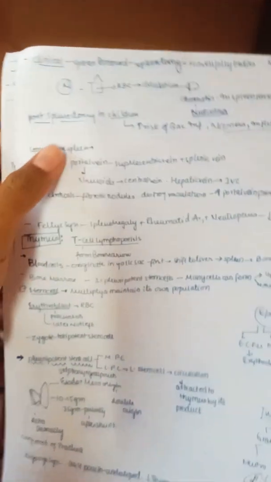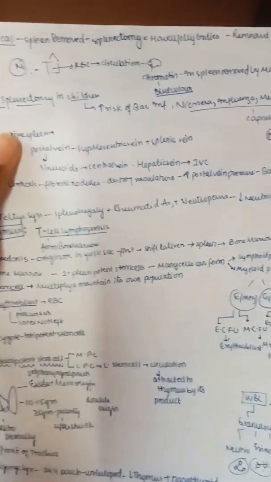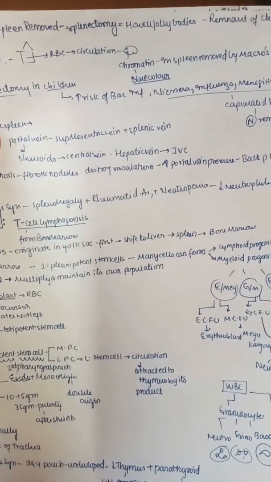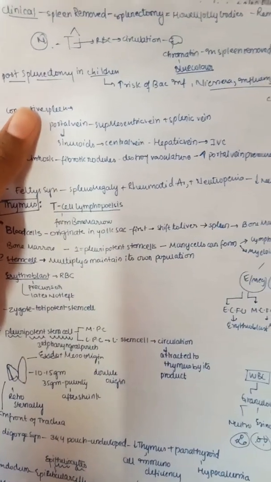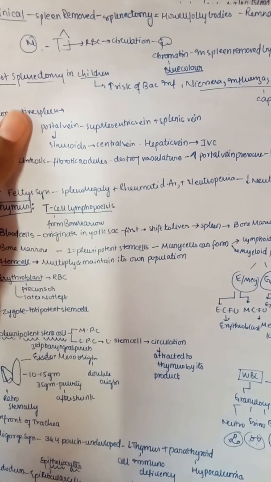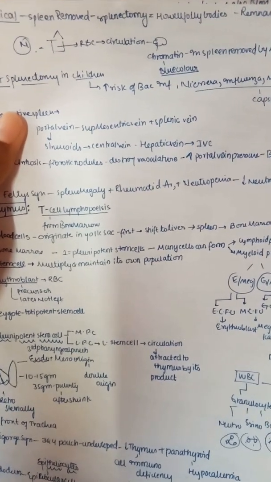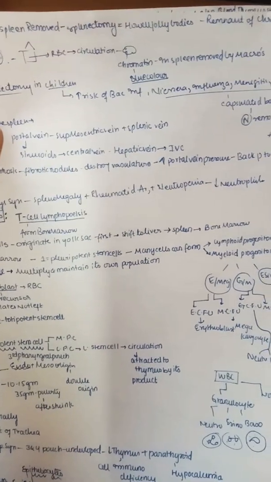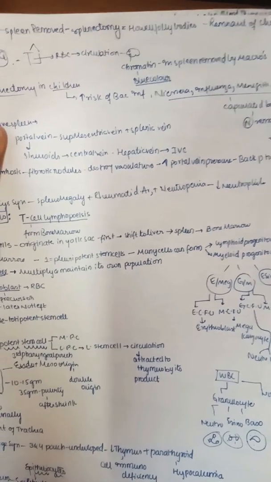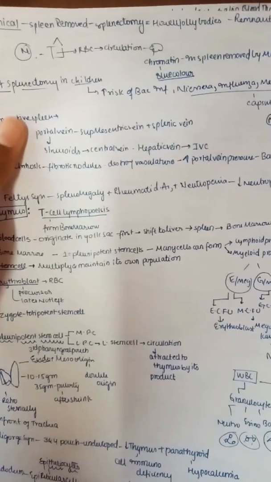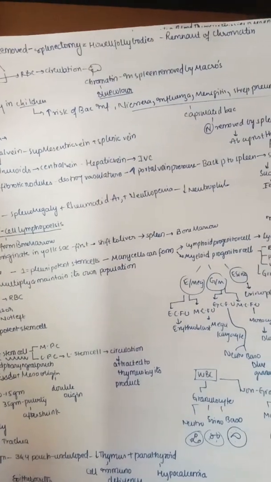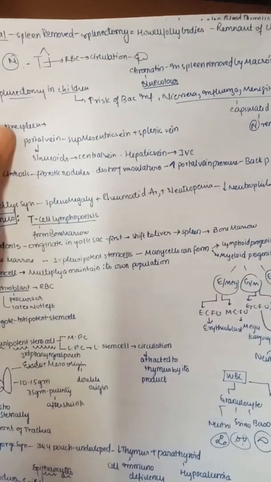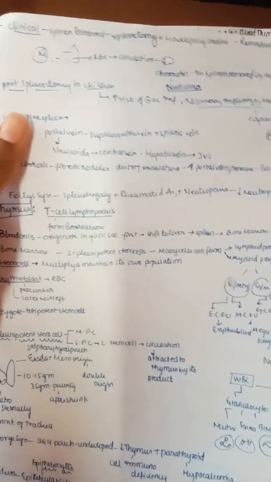Clinically, whenever the spleen is removed, that is known as splenectomy, Howell-Jolly bodies are formed, which are remnants of chromatin. Normally, when RBCs enter the circulation, the chromatin, which is blue colored, is removed by the macrophages in the spleen. So whenever the spleen is not there, those chromatin remnants remain, forming the Howell-Jolly bodies. So that is a clinical condition.